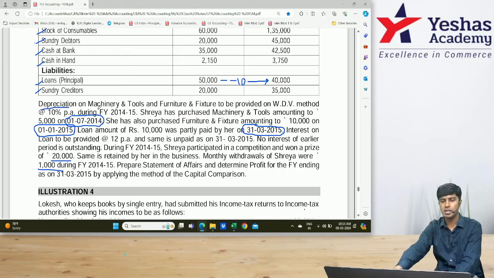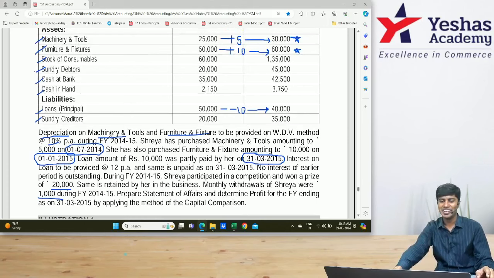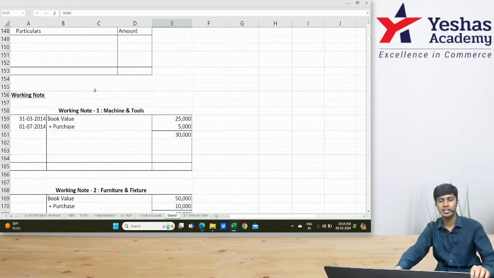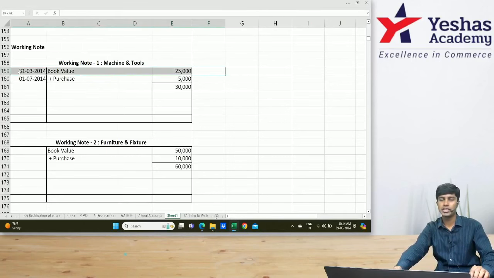Depreciation. Machinery, tools and furniture to be provided on WDV. At what rate? 10%. Shall we? Okay. Now come on. They have told she has purchased machinery and tools on 1st of July. So opening is 25. Purchase on 1st of July is 5.